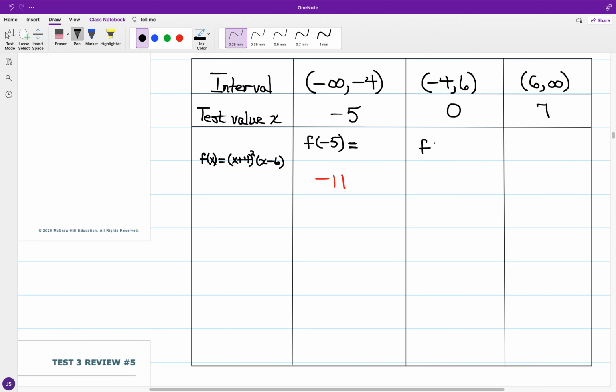Now for f of 0, with x set to 0, we have 0 plus 4 is 4. The square of 4 is 16. 0 minus 6 is negative 6. And 16 times negative 6 is negative 96.